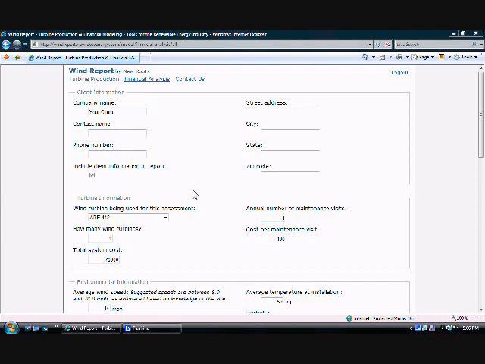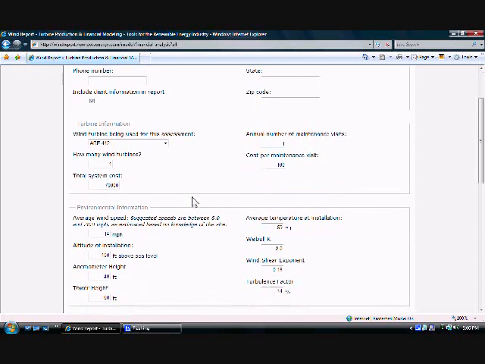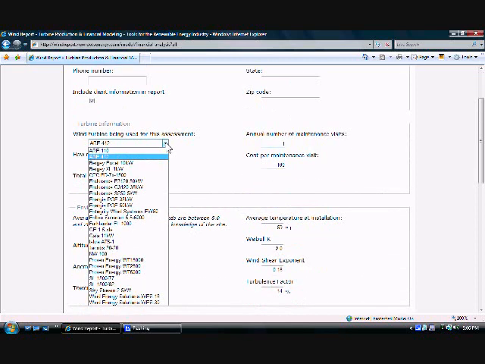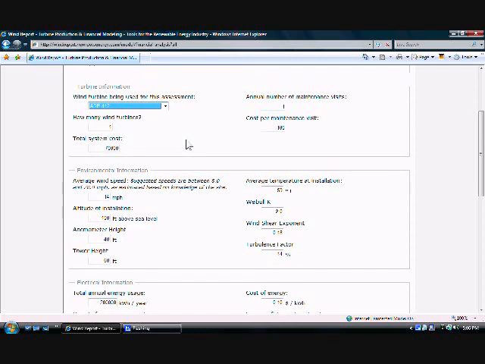The next section, Turbine Information, allows you to select a turbine from the drop-down menu. Then input how many turbines you're considering and the total system costs. On the right, you have the number of maintenance visits and the cost per maintenance visit.